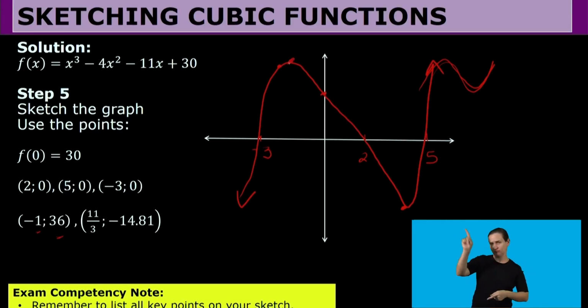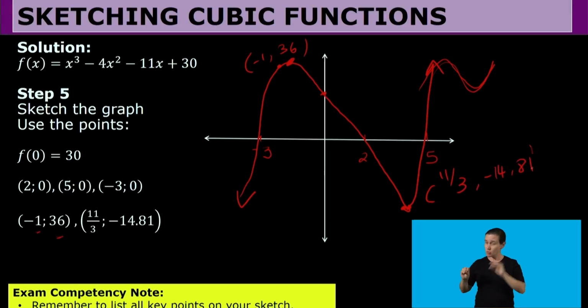Importantly, on your graph, you need to mark down all your critical points. So this is -1 and 36. You get marks for this. This point here is 11 over 3 and negative 14.81. So we've got our intercepts shown, we've got our turning points, and we've got full marks. All right, guys, hopefully by following these steps you will be able to get full marks in the sketching a cubic function question in your exam.